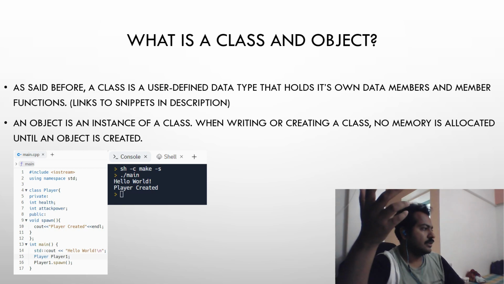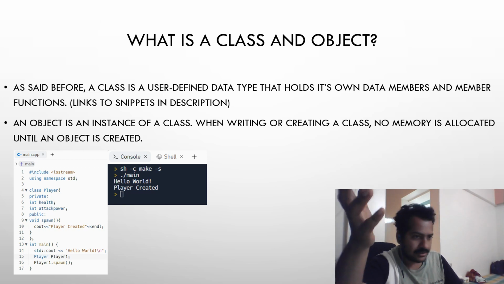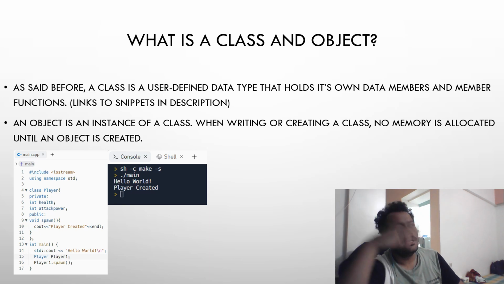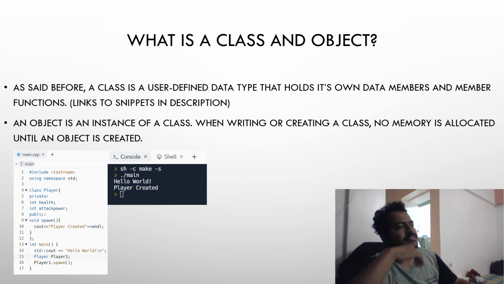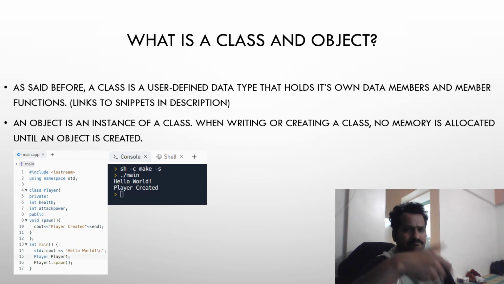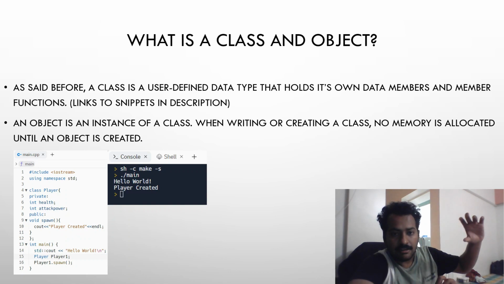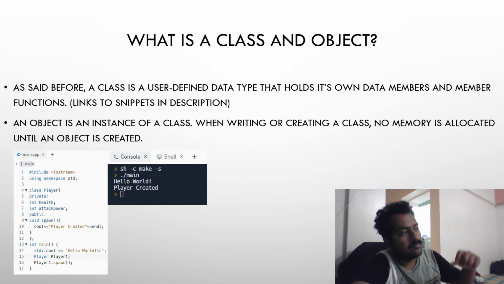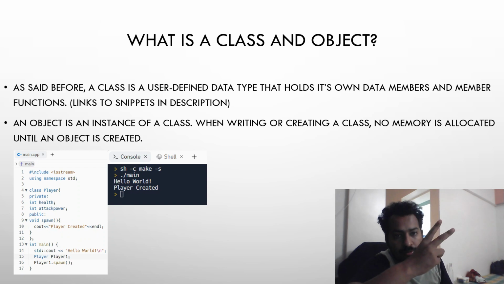Let's take a real-world example like a player in a game. When we are creating a game, we can take the example of a player. We can have a generic set of players with attributes like health, attack power, defense power, magical attack, magic defense, and so on. The player itself is a class, and an object, or instance, of that class would be player one, player two, player three.